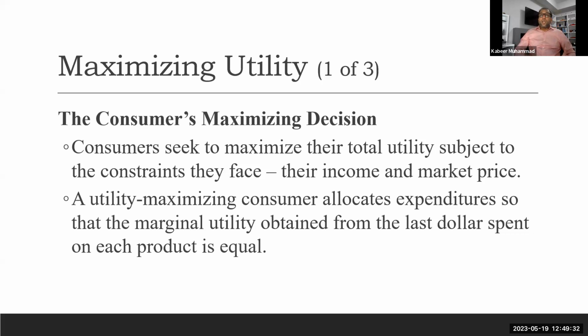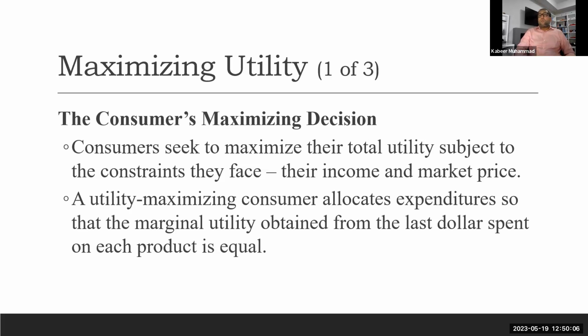So, utility maximizing. Every one of us is assumed to be behaving rationally. Rational behavior is that we want to use our resources, our income, our money in such a way that we can maximize the utility of that money. We don't want to waste our money. So that's the way a utility maximizing consumer allocates expenditure so that the marginal utility obtained from the last dollar spent on each product is equal. So this is the theory.